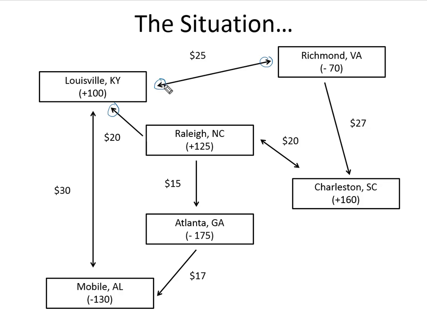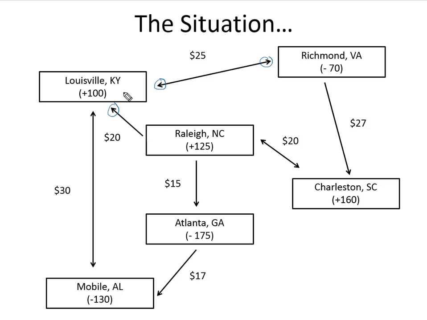The direction of the arrow indicates the allowable flow of the product from one city to the other. For example, between Richmond and Louisville, the product can flow between the 2 cities, from Louisville to Richmond as well as from Richmond to Louisville. However, between Raleigh and Louisville, we can only ship products from Raleigh to Louisville, and it cannot happen otherwise.